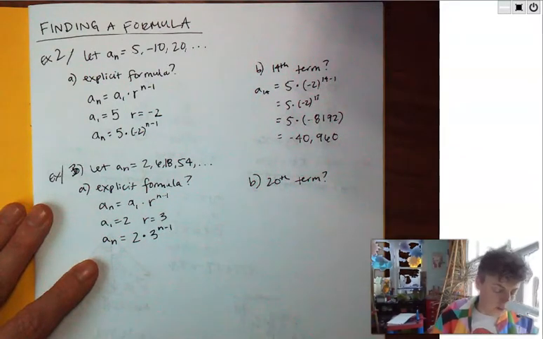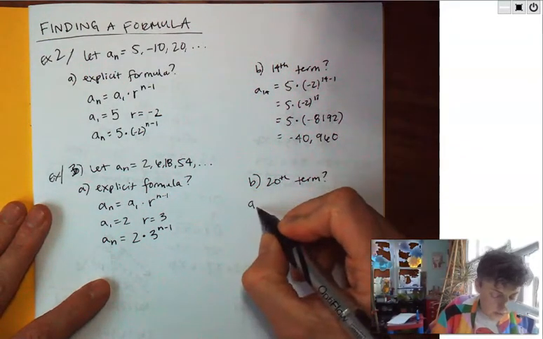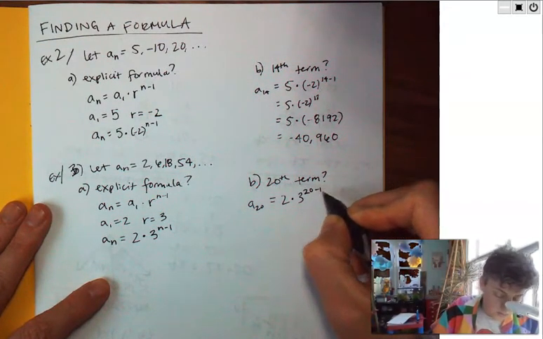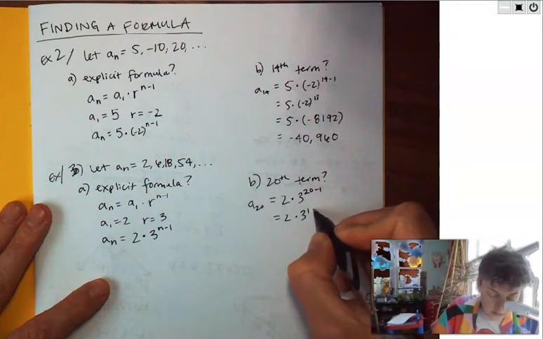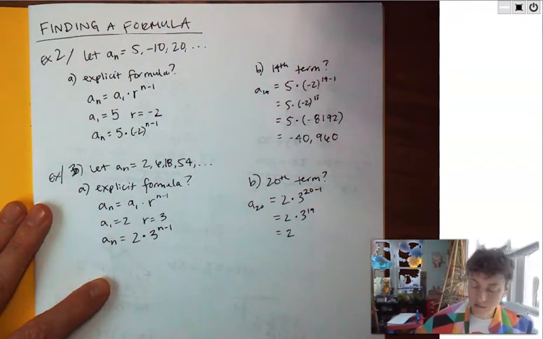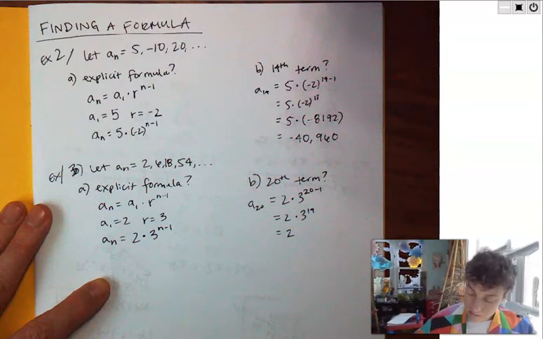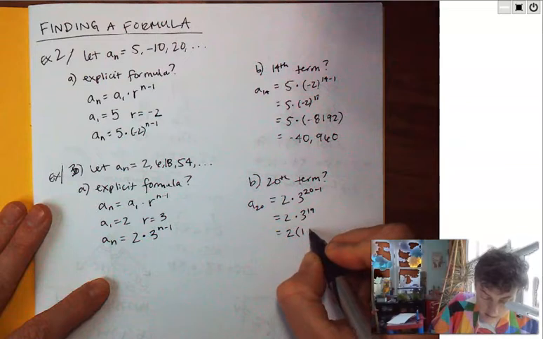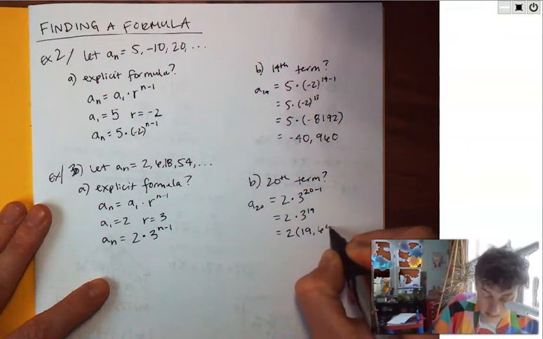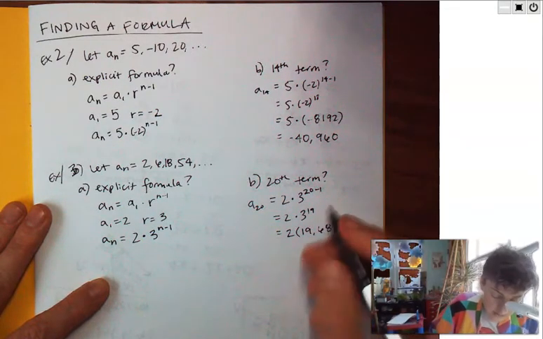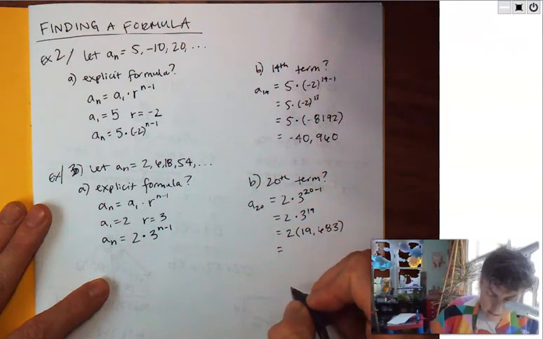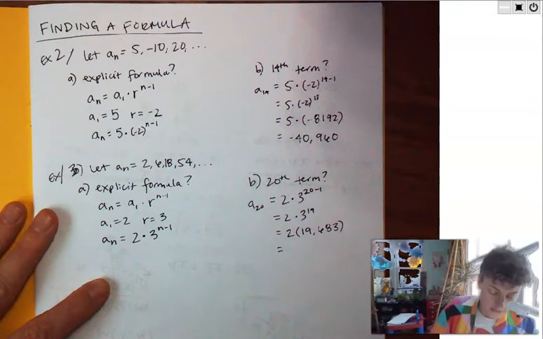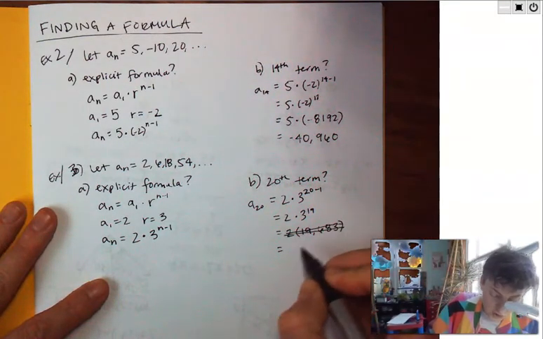And the 20th term will occur when we plug 20 in for n. 2 times 3 to the 20 minus 1 is the same as 2 times 3 to the 19th power. 3 to the 19th is 1,162,261,467, times 2. Is that right? I don't think so. 3 to the 19. There we go. I knew that was crazy. That was way too small.